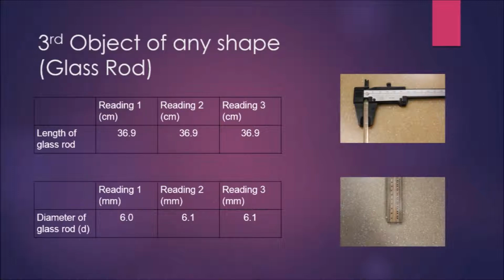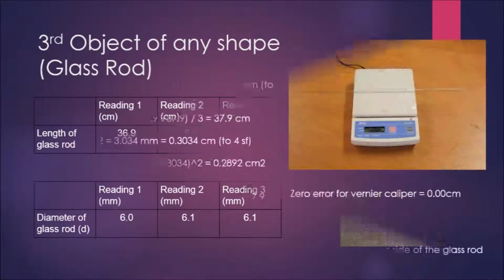The third object is the glass rod. To find the volume of the glass rod, we need to find the area of its top surface and the length of the rod. To find the length of the glass rod, we use a meter rule as the rest are not long enough to measure it. For the diameter, we use the vernier caliper to get a more precise measurement. The results are repeated thrice and are shown in the table below.